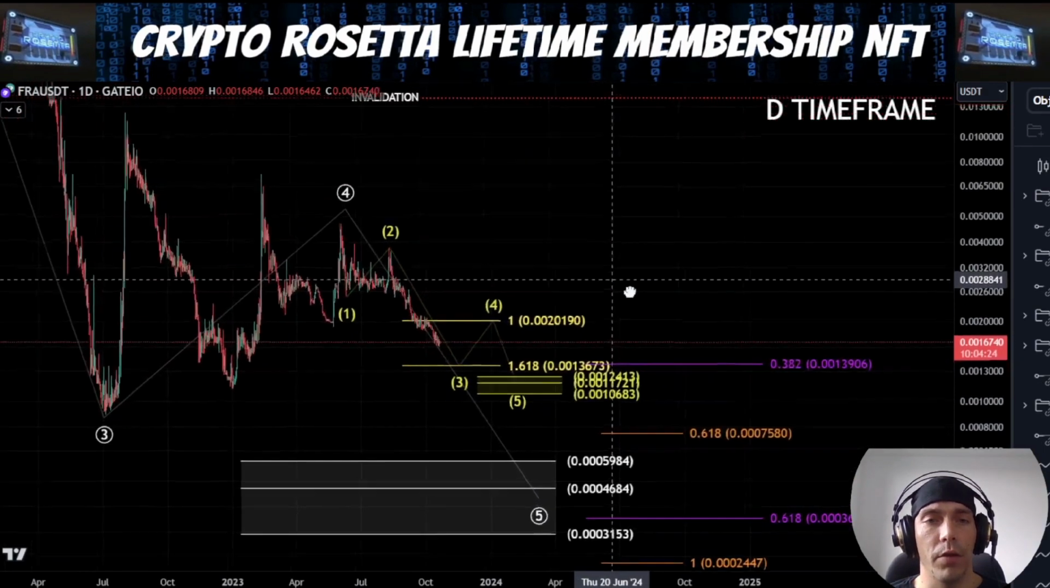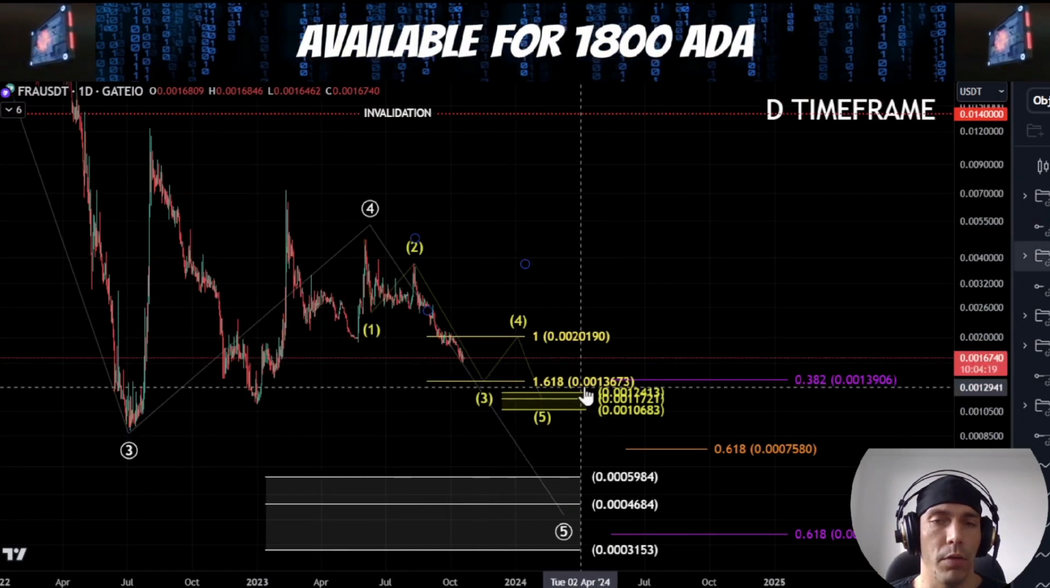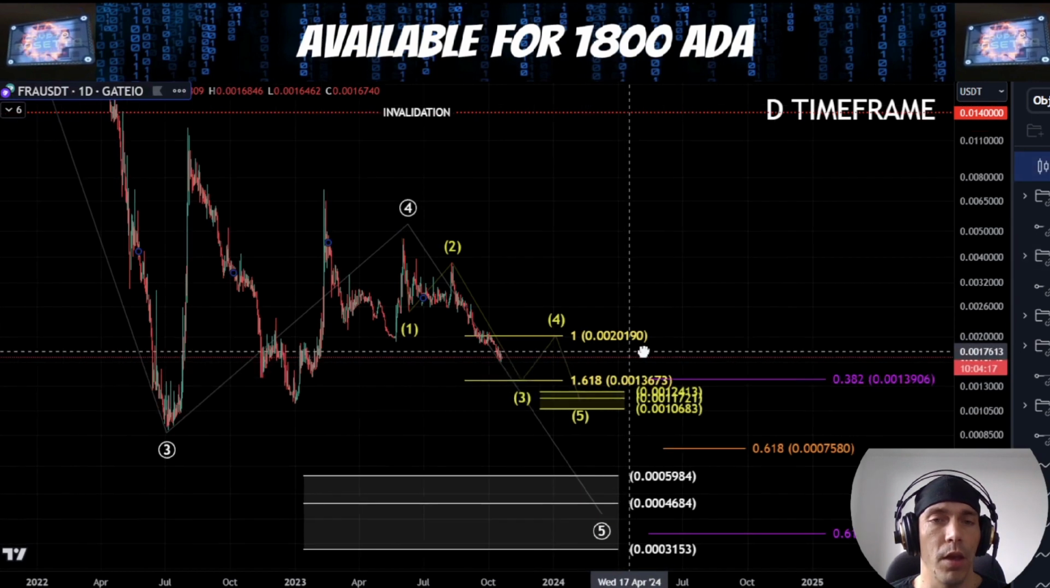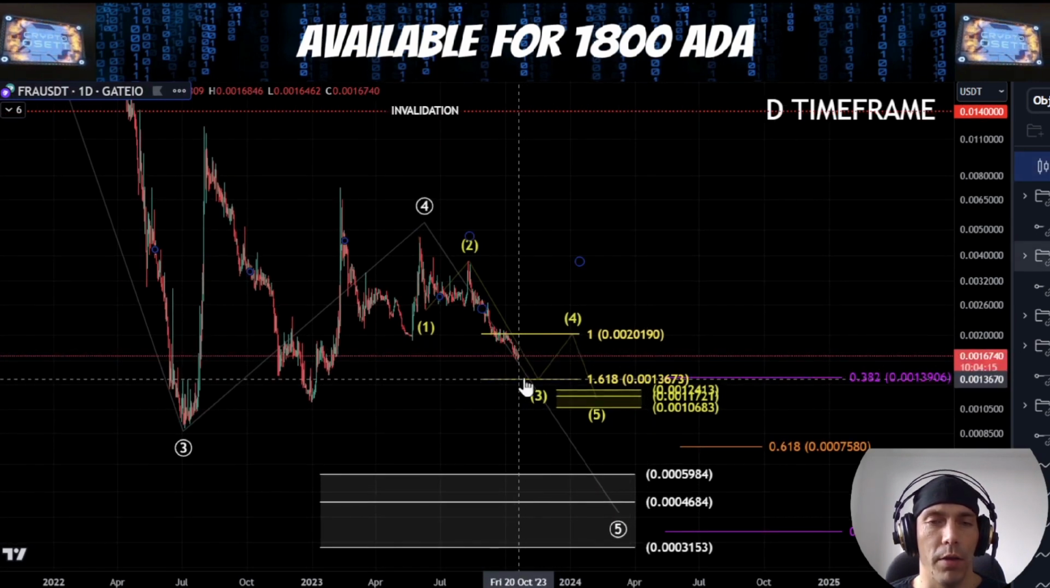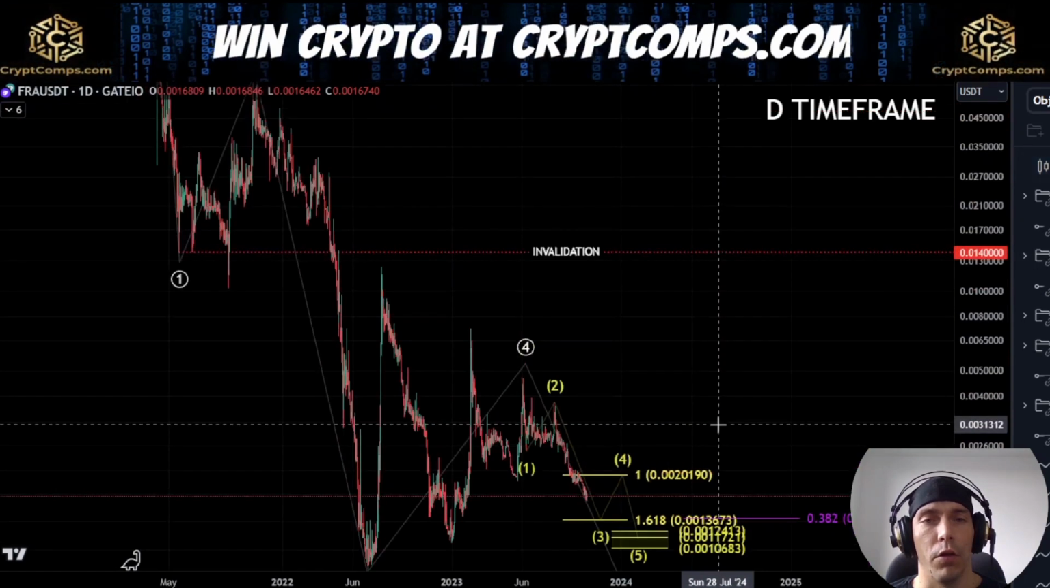So I'm going to be keeping an eye on this to see whether we get these continuations to the downside here for this 3rd wave. Like I said, 13673 is going to be the zone we want to be keeping an eye out for, that 3rd wave to come in, then looking for a 4th and a 5th, provided that there are no extensions.